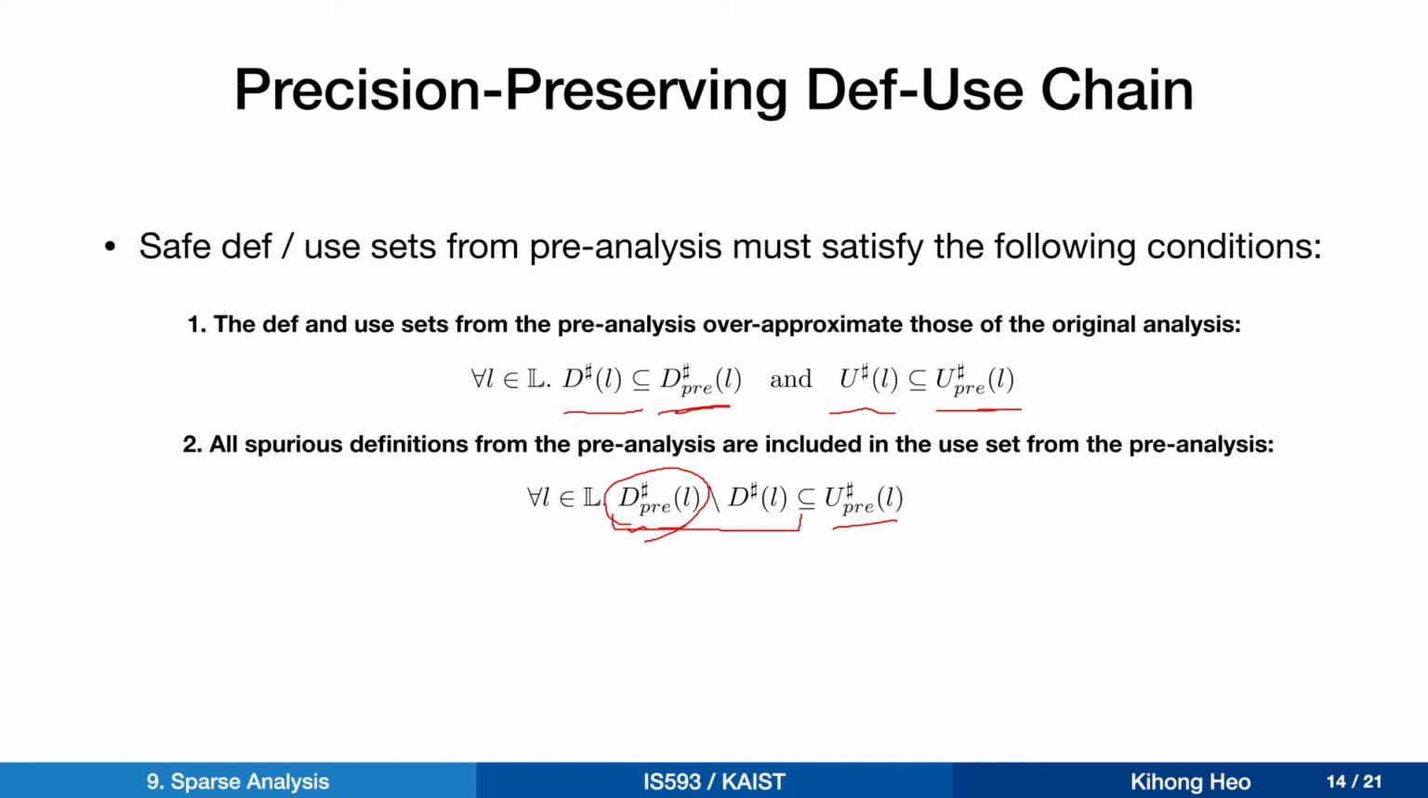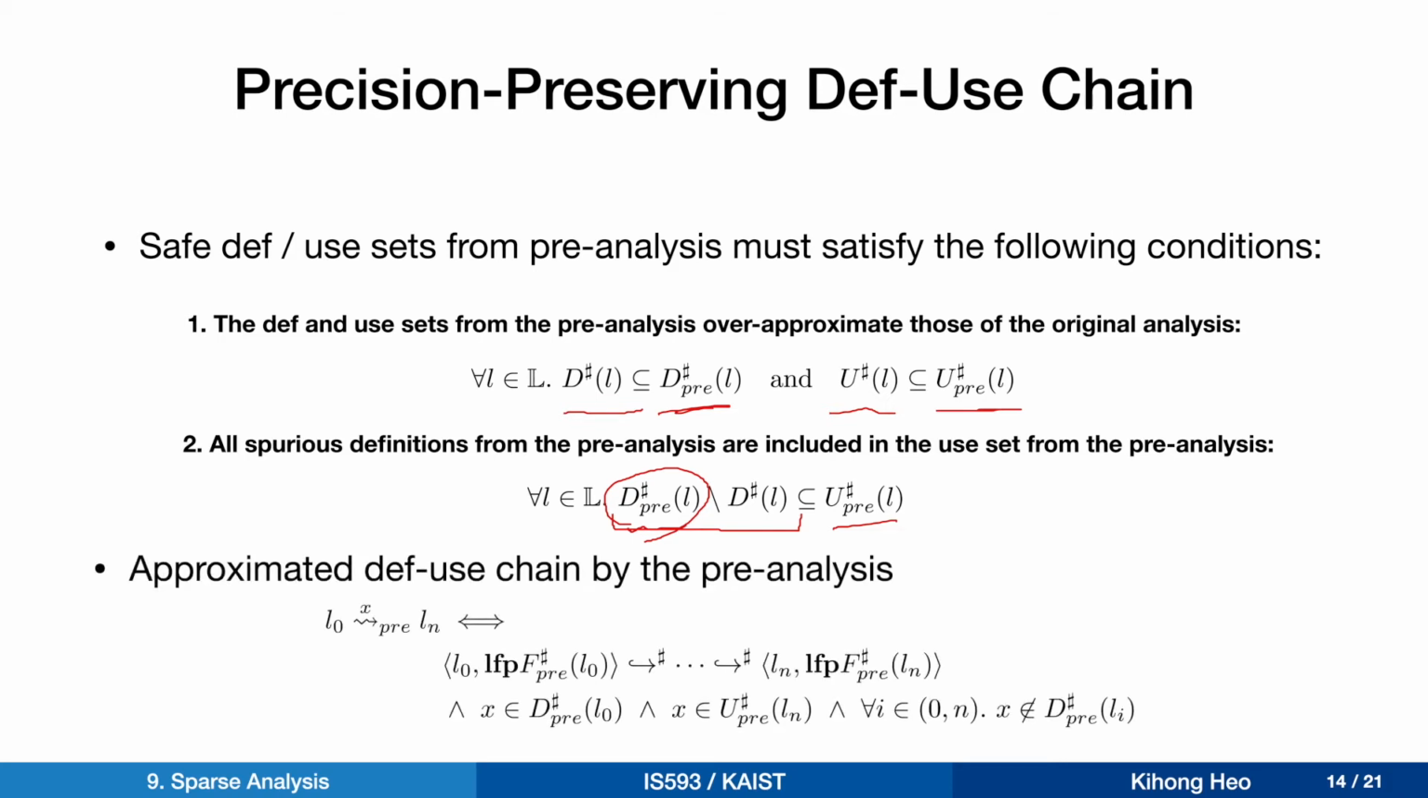And then the approximated depth chain is defined using the pre-analysis result and the approximated def and use sets. As you can see, here we use the pre-analysis result, the approximated def set and the approximated use set. So this approximated depth chain is computable before the analysis.